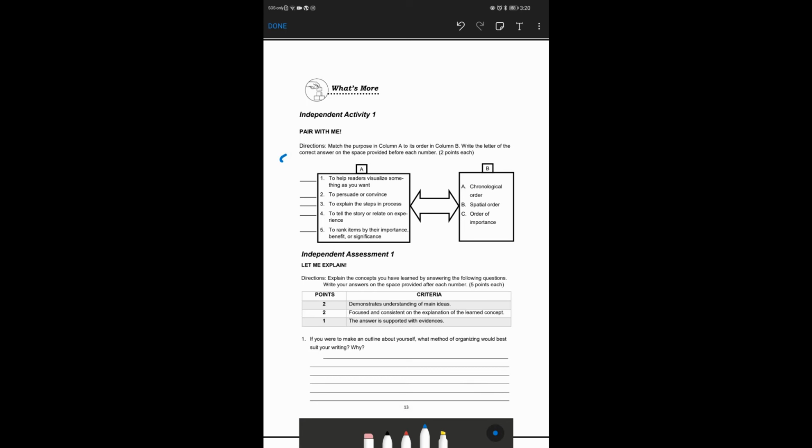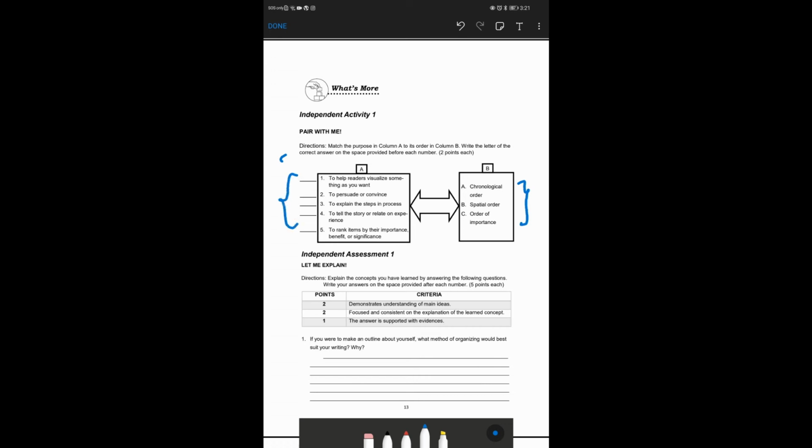Directions: match the purpose in column A to its order in column B. Write the letter of the correct answer on the space before each number. So, a while ago, we talked about the 3 orders or the 3 ways in organizing the information in your paper. And then, we also talked about the purposes.